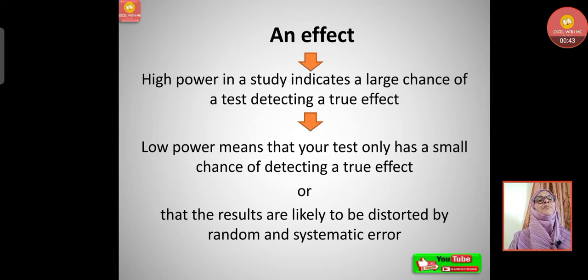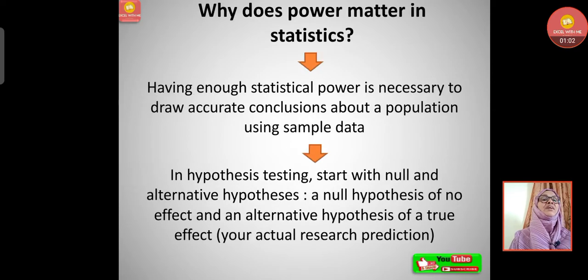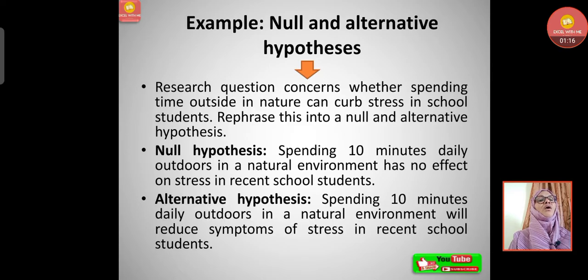If there is high power in a study, there is a large chance of detecting a true effect. If there is low power, there is a small chance of detecting a true effect. Then we understood how important this power is, mainly influenced by sample size, effect size and significance level. And why does power matter in statistics? We have understood the goal: to collect enough data from a sample to statistically test whether you can reasonably reject the null hypothesis in favor of the alternative hypothesis.